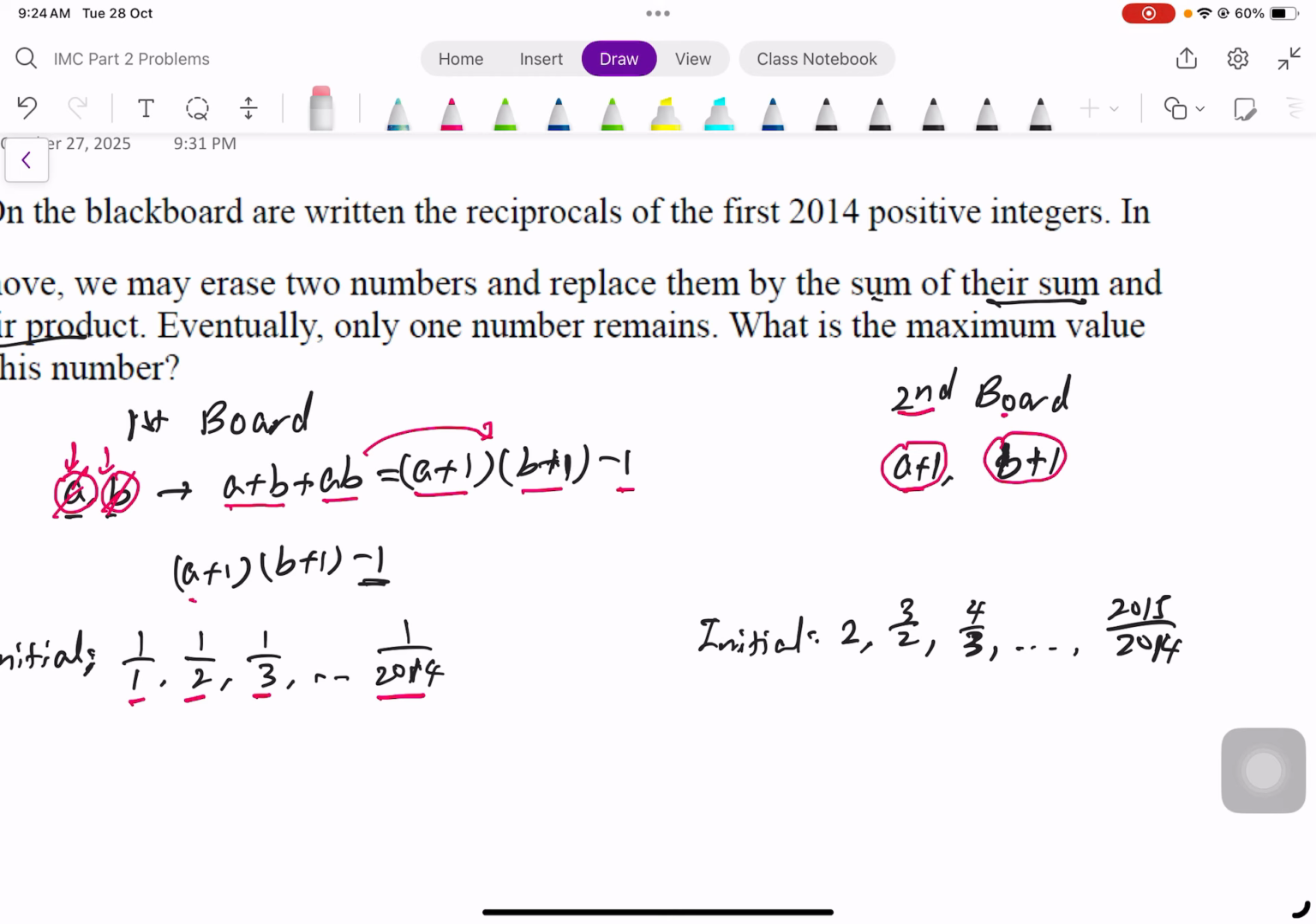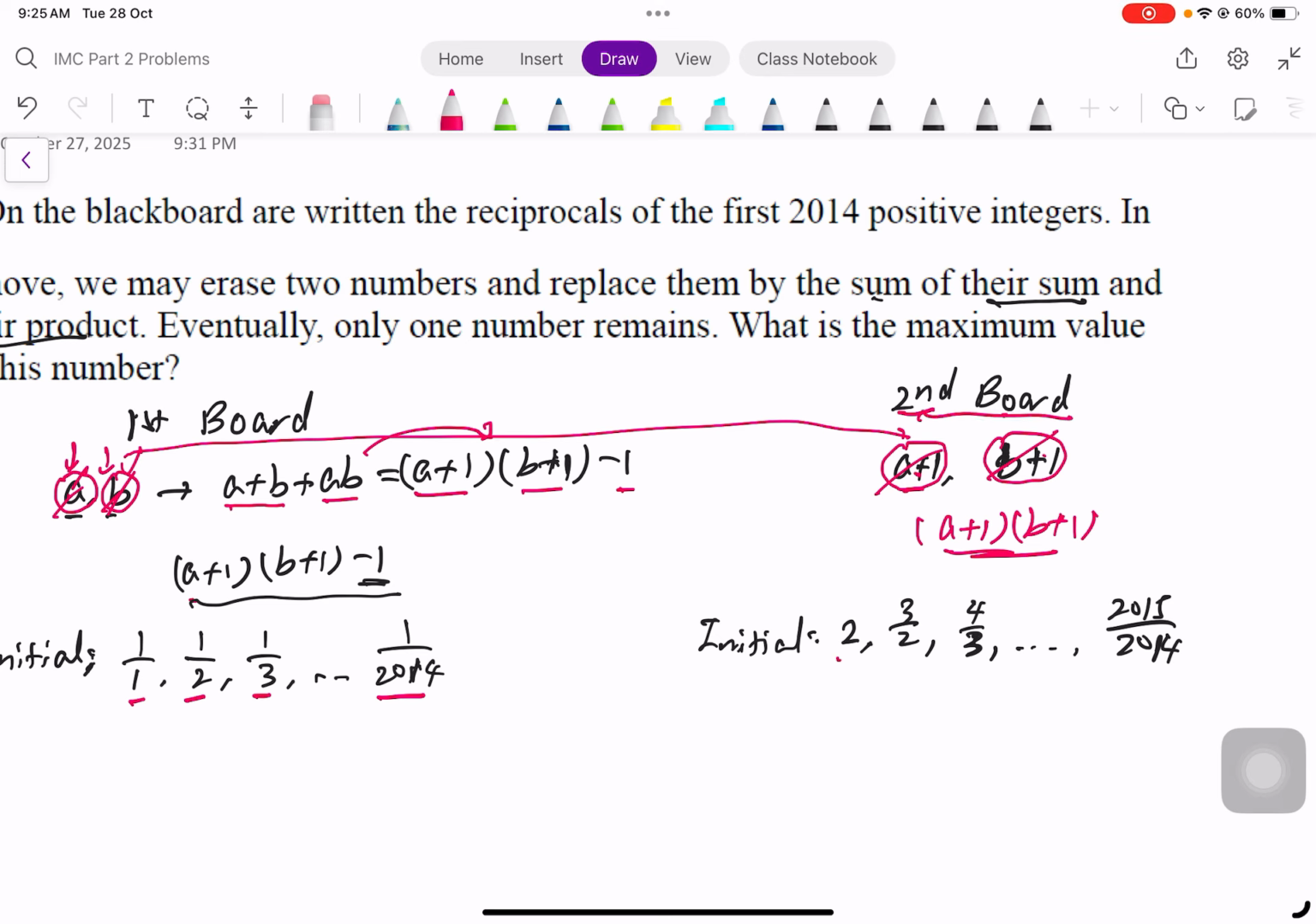Therefore, now the rule, we follow this rule. But what you get in the first board is A plus 1, B plus 1. But in the second board, when you erase these two numbers, it's equivalent. And then you replace it by A plus 1 and then B plus 1. Every time you erase two numbers, you actually replace it by the product of these two numbers, basically. And what are the initial numbers of the second board?